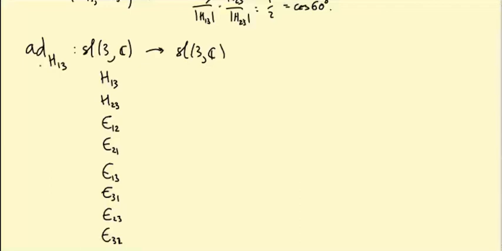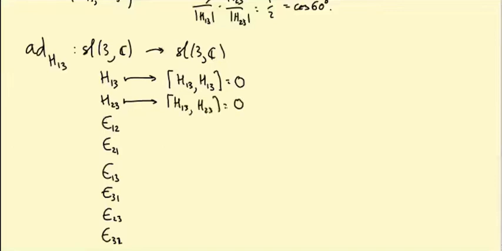Okay, if I bracket H13 with H13, that's what ad does, right? It sends something to its bracket with whatever's in the subscript here. So this will go to H13 bracket H13. That's going to give me 0, because it commutes with itself. Similarly, H13 bracket H23 is 0 because both matrices are diagonal, so they commute with one another. E12: if you calculate H13 bracket E12, this will turn out to be E12.